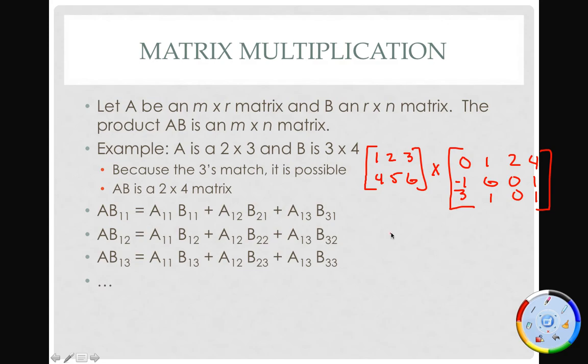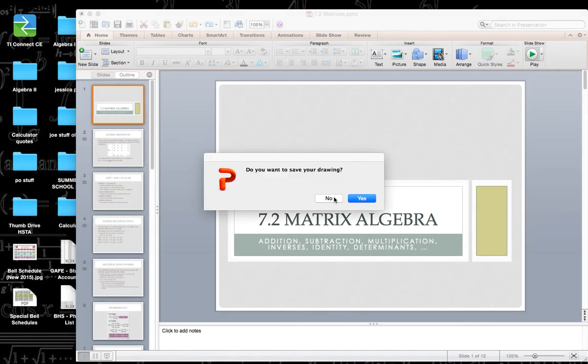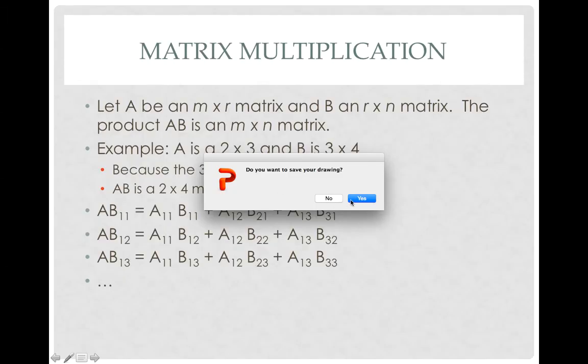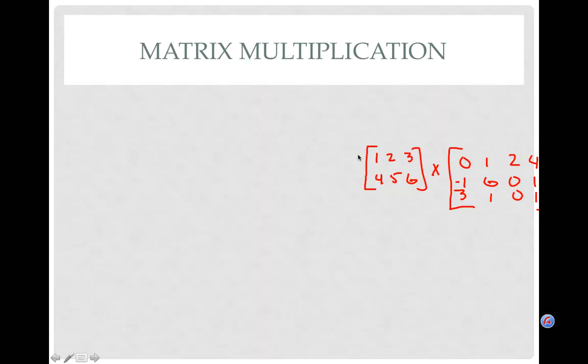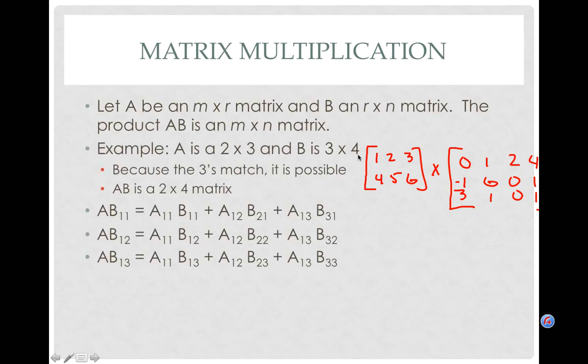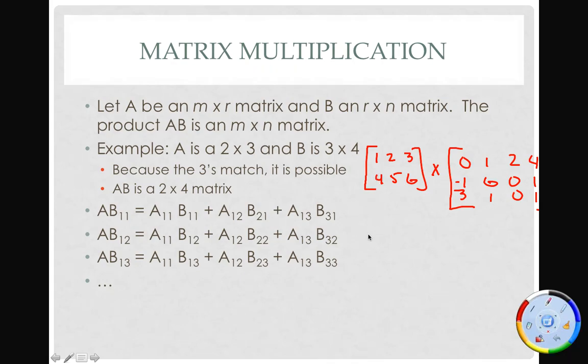My result matrix is going to be, my fault, not paying attention to myself, a 2 by 4 matrix. So I'm going to have 2 rows and 4 columns.